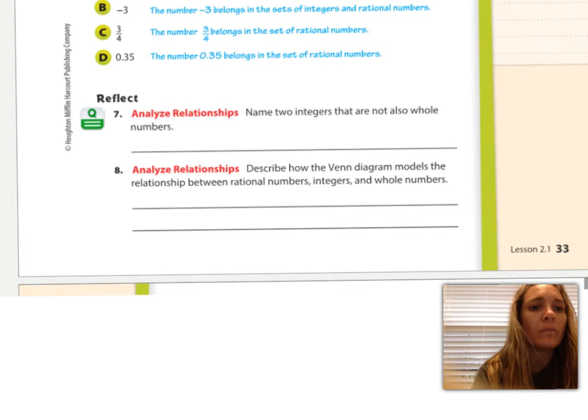Let's look at number 7. Name 2 integers that are not also whole numbers. Okay, so I don't want to give it a number that's 0 through infinity, because that would be a whole number. So I'm going to give it a negative number, because negative numbers are less than 0. So negative 5. Negative 5 is not a whole number.